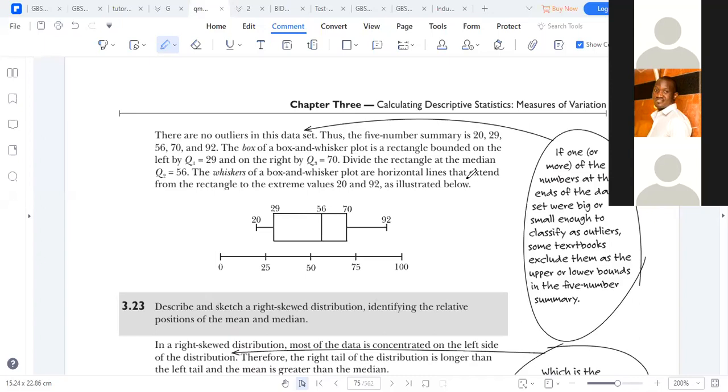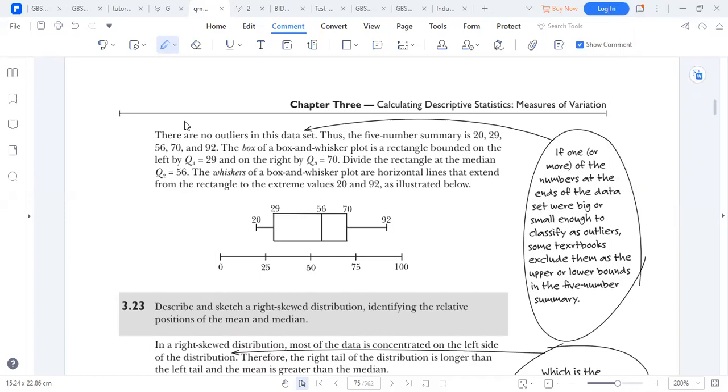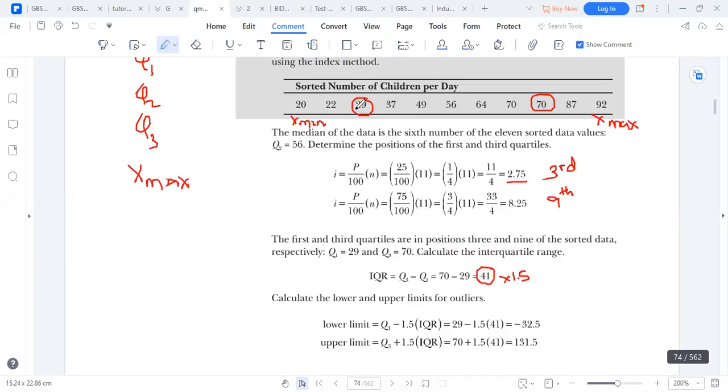Okay, so can you hear me? Network cut me out. So I just want to explain a few things here on what we have done so far. So we identified the lower quartile, which is our Q1 here, the upper quartile, which is 70, Q3. The difference between 70 and the lower quartile gives us our interquartile range.